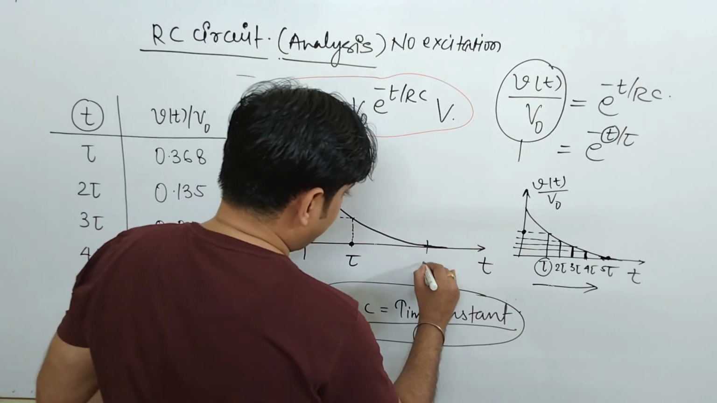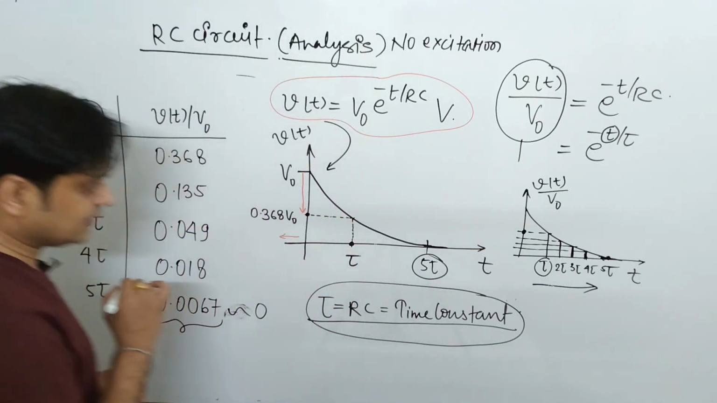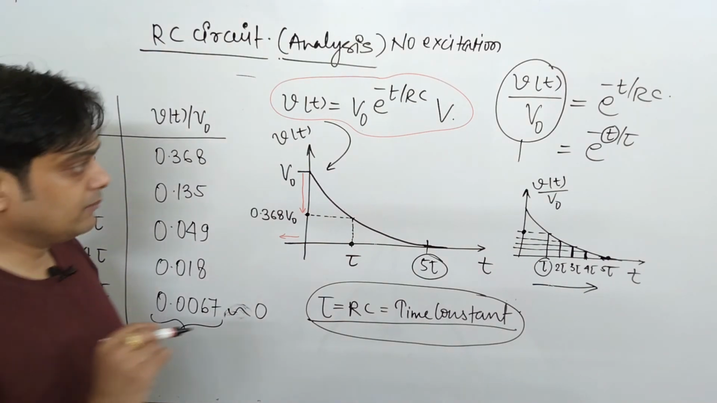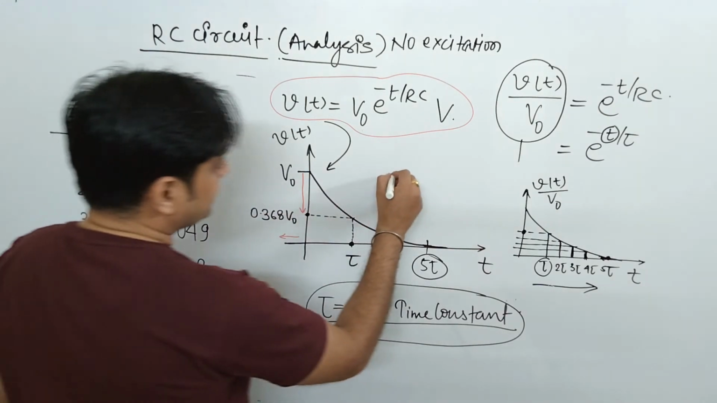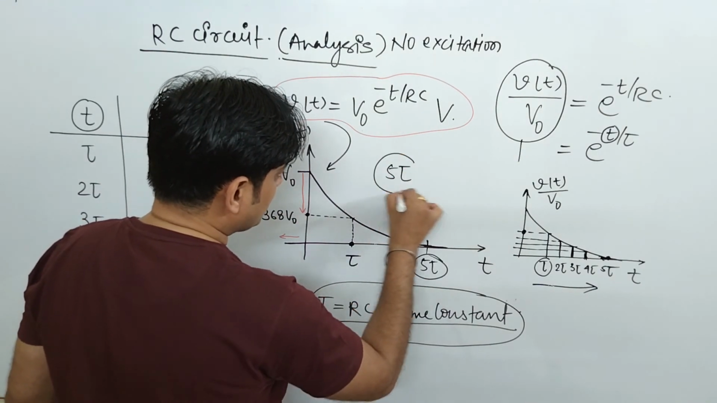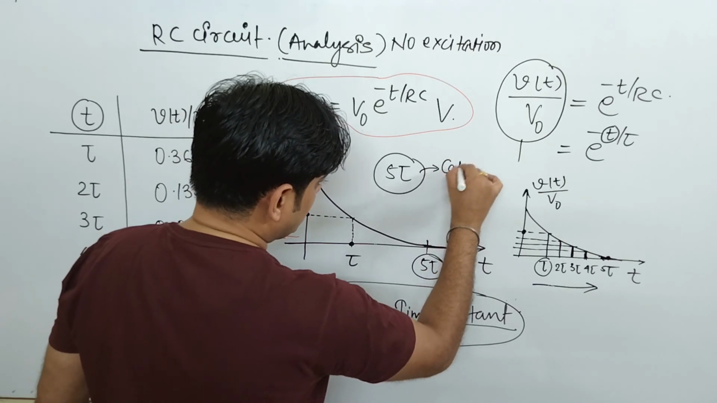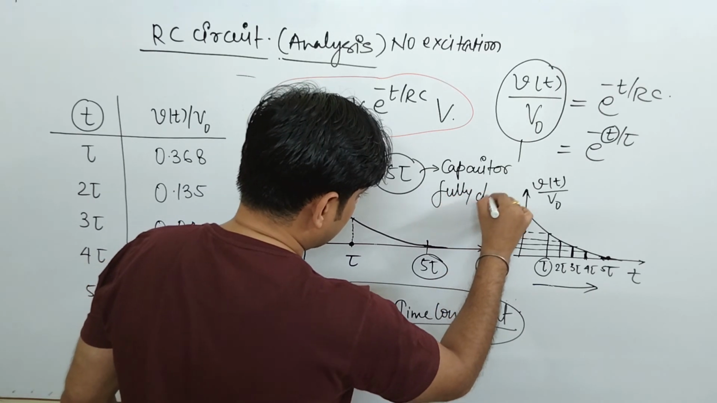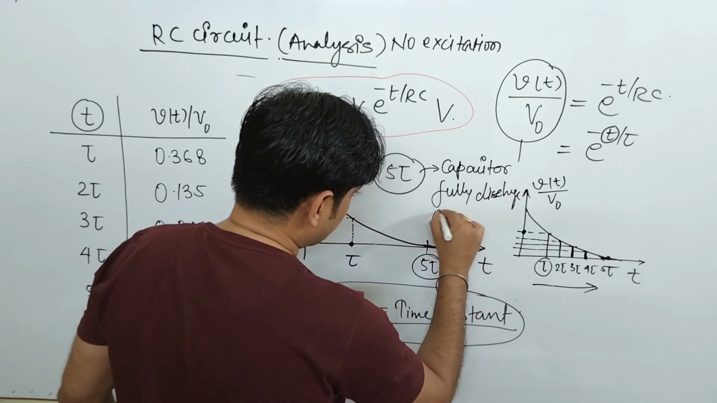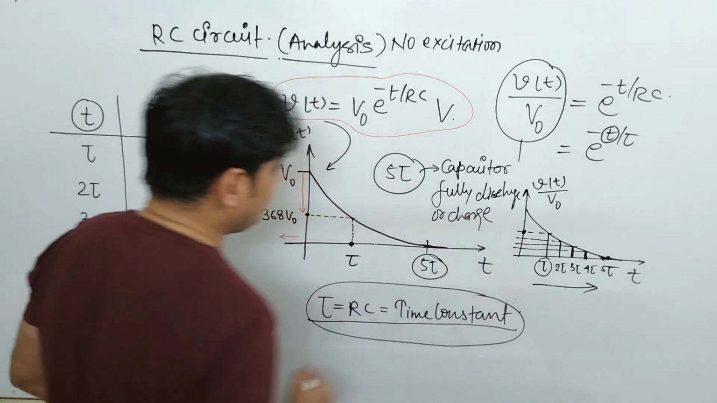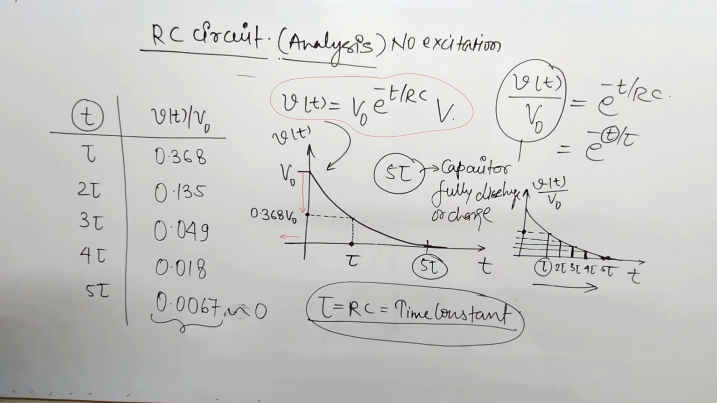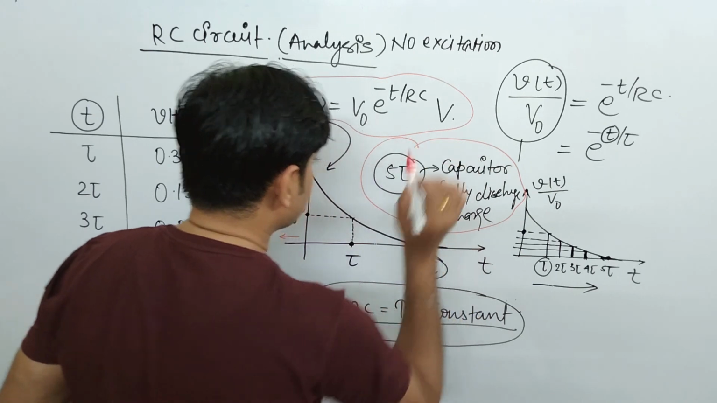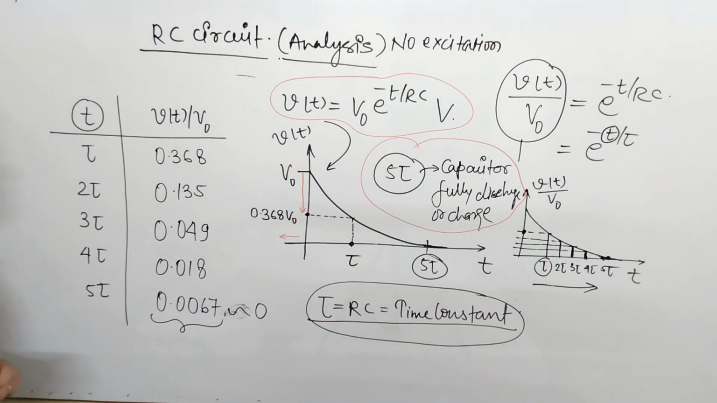That means at 5 time constants, very important thing, please keep in mind, the capacitor either discharges or charges fully. So just keep in mind, I am writing here: at 5 time constants the capacitor fully discharges or charges. That means when the expression reaches 5 time constants, the capacitor will get fully charged or fully discharged. Very important thing. So you just keep this in your mind.